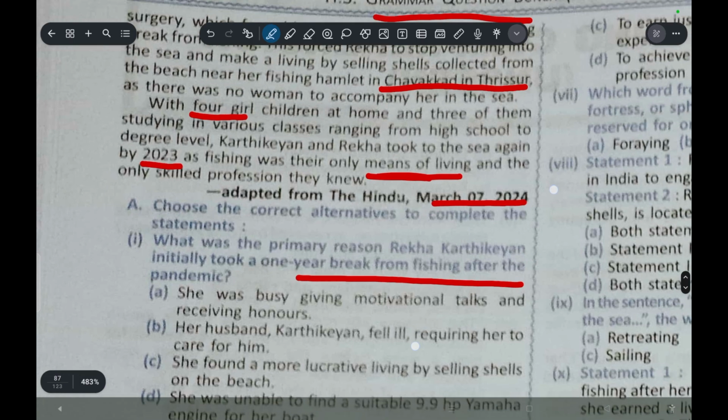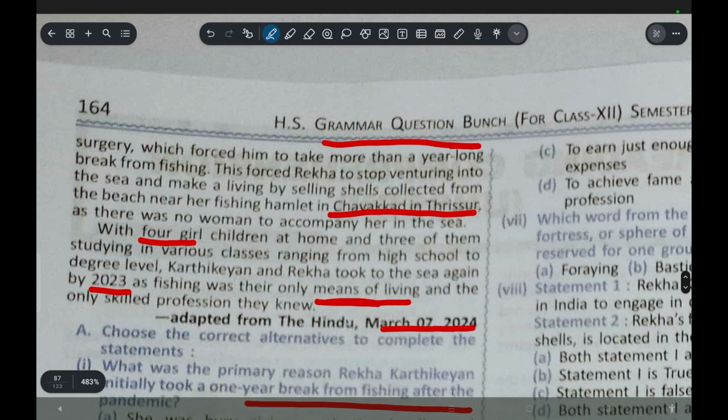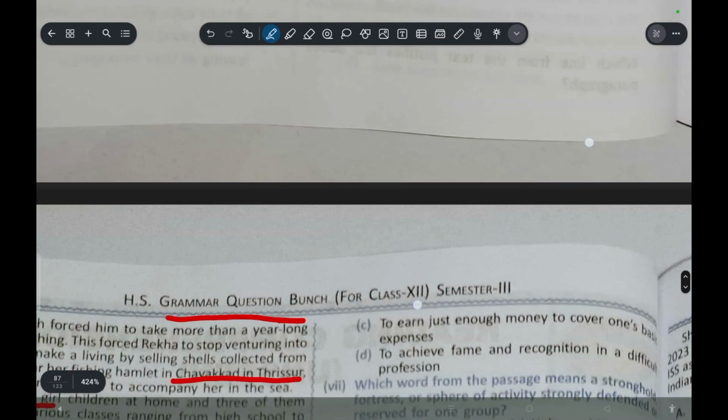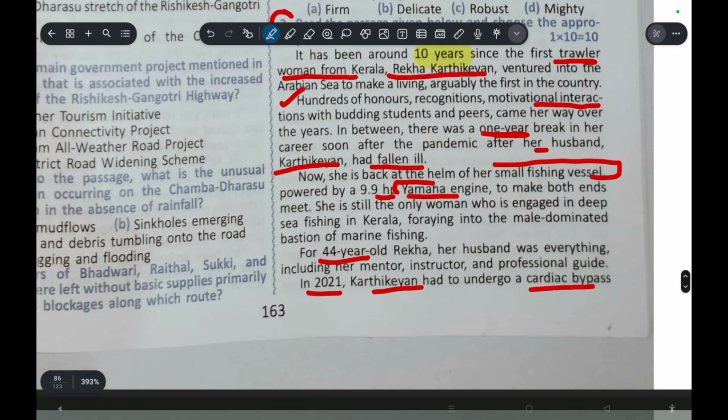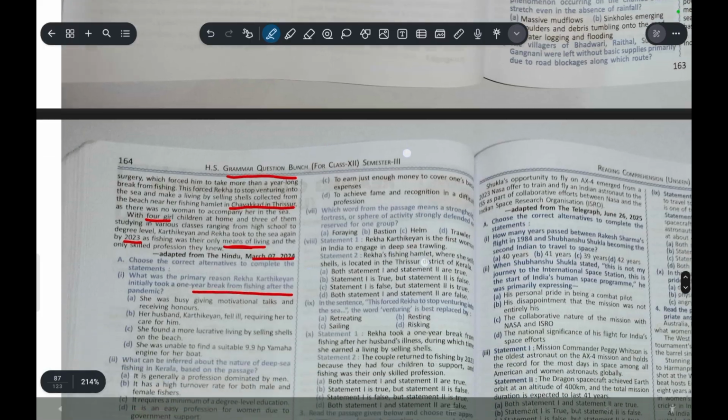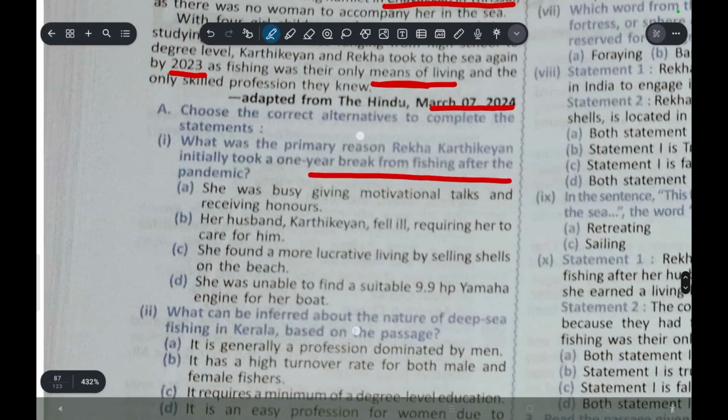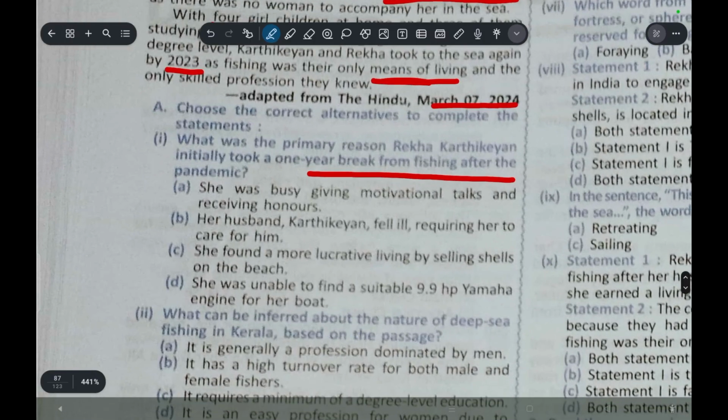So let me show you where it is. Actually, it's here. In between, there was a 1 year break in her career soon after the pandemic, after her husband Karthikeyan had fallen ill. So I have underlined the special happening before, so there will be no problem in answering the question.